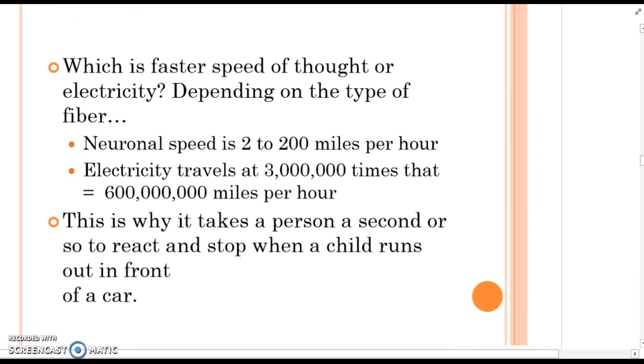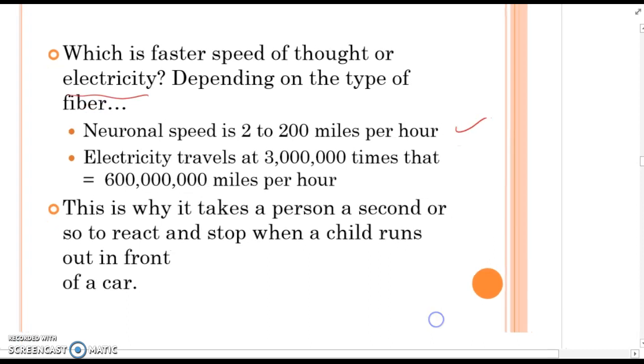So if you think about it in terms of what is faster, because the whole thought process is very fast, which do you think is faster, thought or electricity? So it depends, but neuronal speed is about 200 miles per hour, which is crazy fast. But then electricity is about 600 million miles per hour, so electricity wins, but still neuronal speed is pretty darn fast. So that's why it takes a person a second, even a second or two, to react. When you see something like a child runs out in front of a car, there is a brief moment of seeing it happening before you can actually react to that.